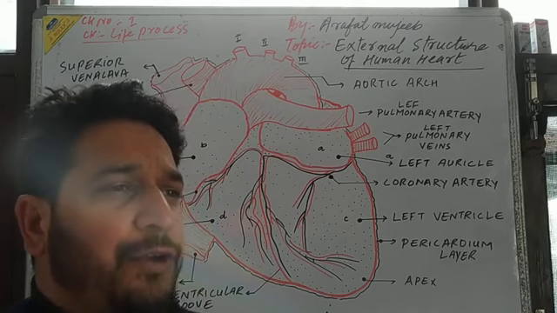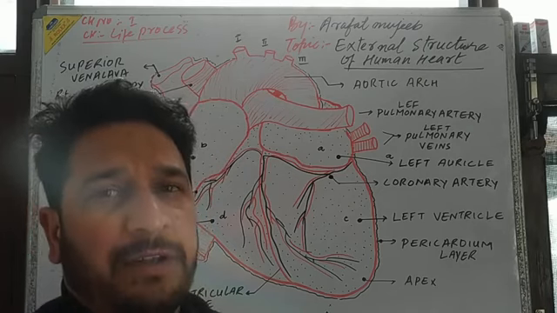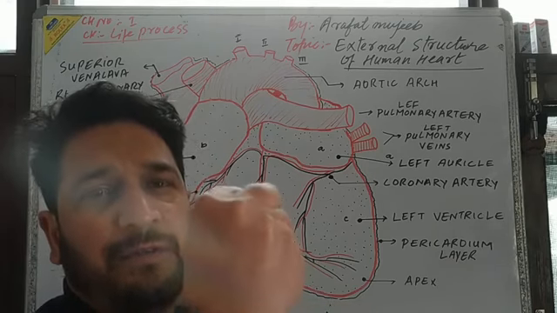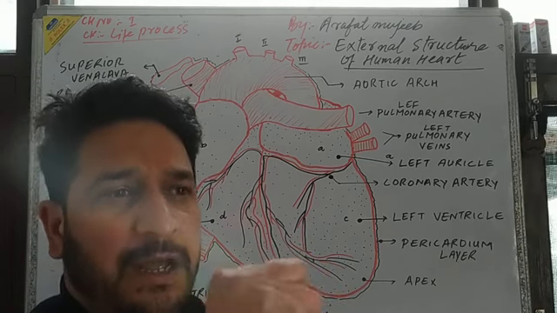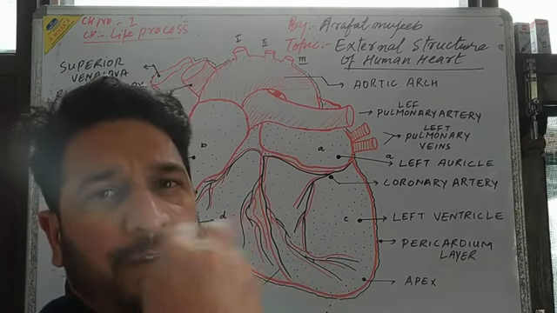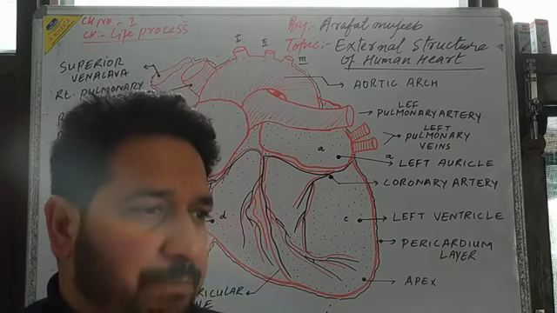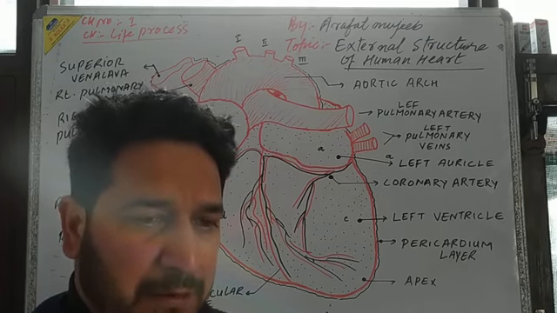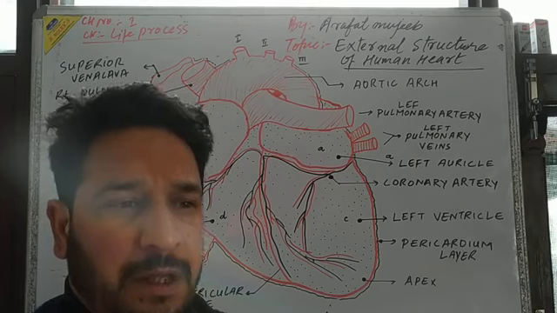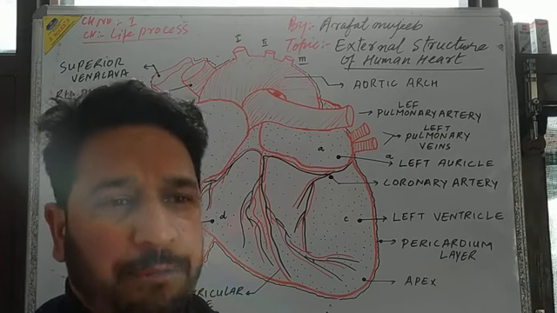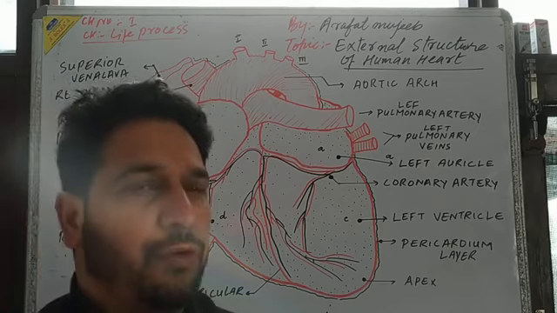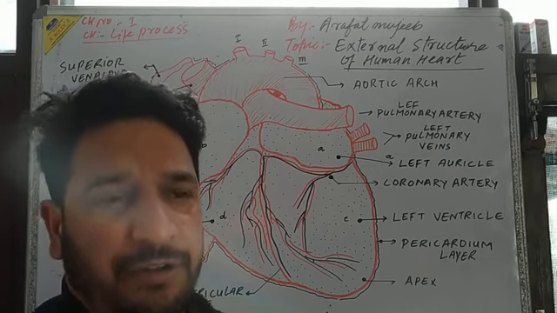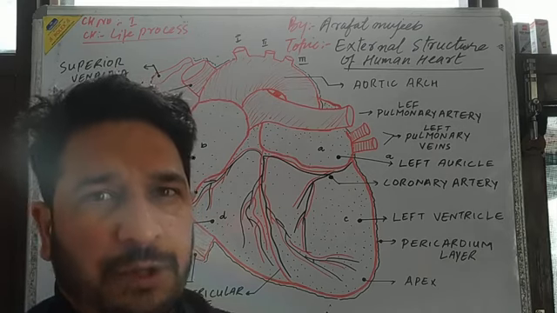If I talk about the size of the heart, it is usually the size of your fist in an adult person. This is a hollow, muscular organ, and it is flexible and conical in form. Its location is in the thoracic cavity, in the middle of the thoracic cavity, towards the left.